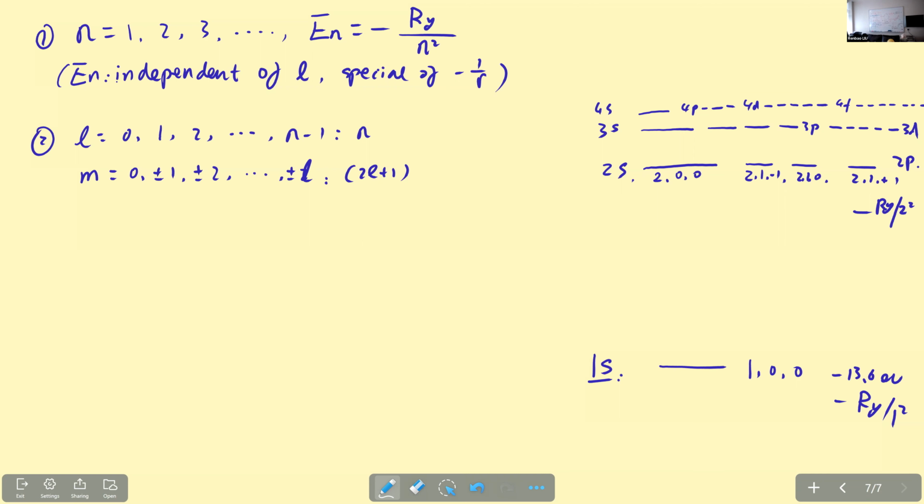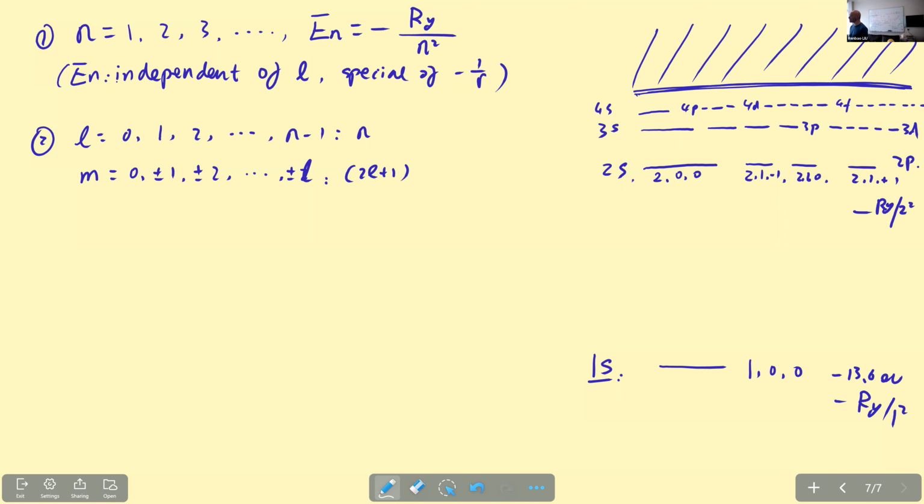Until, of course, they get closer and closer to 0, right? Above this are the so-called continuum states, where the energy is positive. Those are called scattering states. We are not going to study them right here.